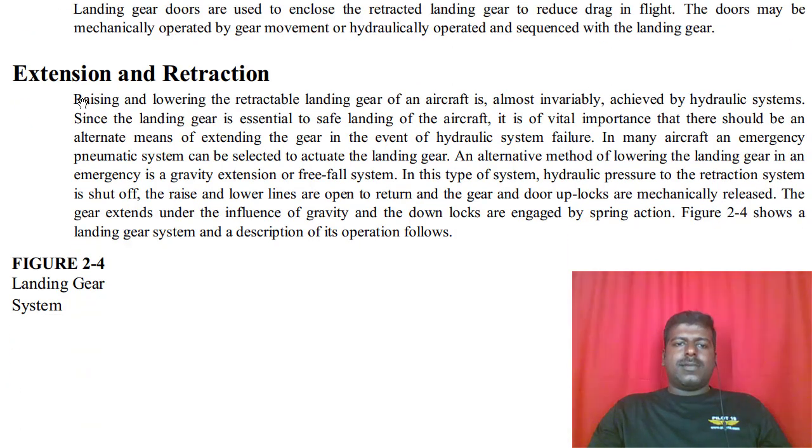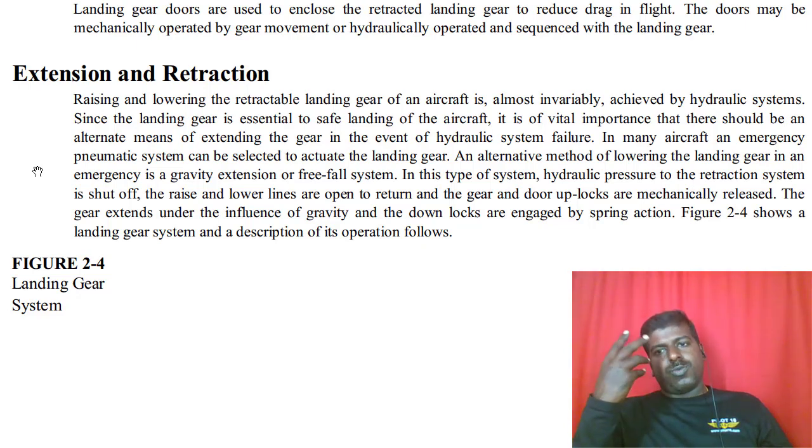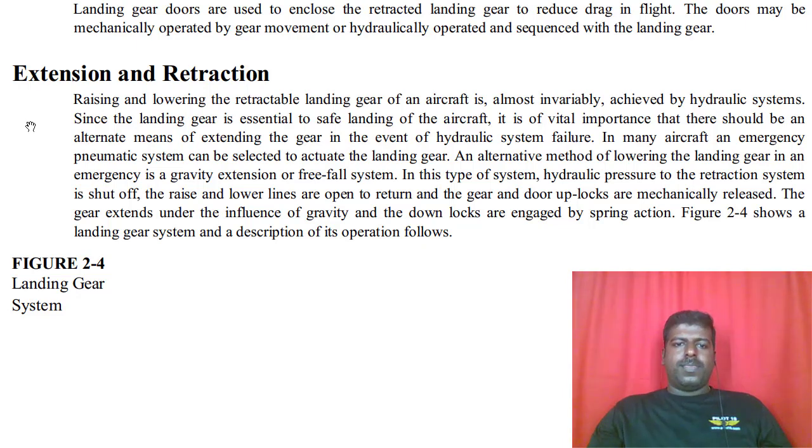Okay. Then comes extension and retraction. Raising and lowering the landing gear of an aircraft is almost invariably achieved by hydraulic systems. Smaller hydraulic systems are used to move the landing gear down and up. Since the landing gear is essential to safe landing of the aircraft, it is of vital importance that there should be an alternative means of extending the gear in the event of a hydraulic system failure.